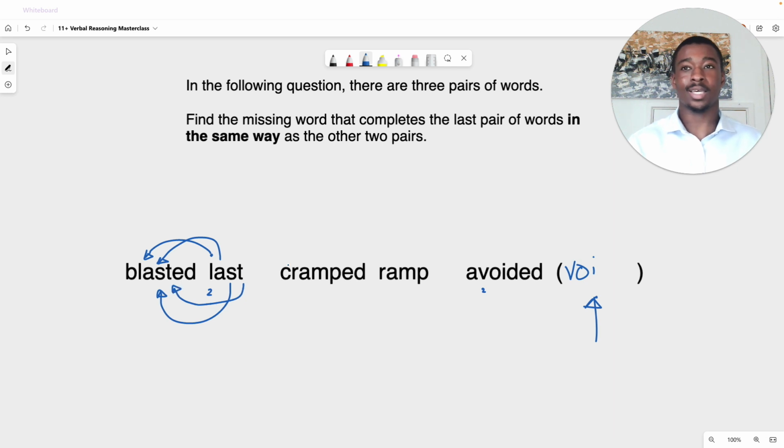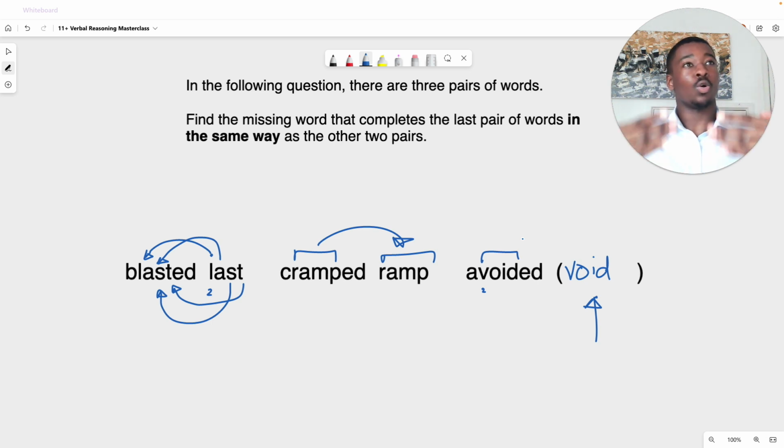This is the easiest level of difficulty. D. And we can see the same things repeated over here. Ramp is pretty much seen right here. We can copy it straight across. Our answer is void. But now let's see when it gets a bit more difficult.